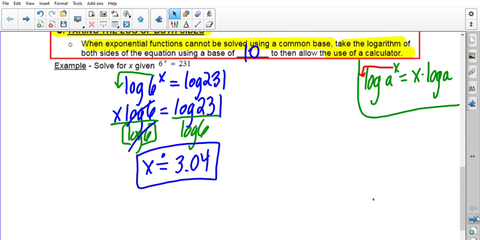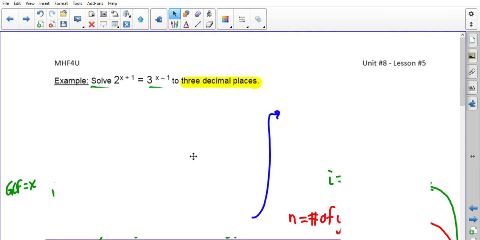All right, let's go to the next page. All right, let's try this one. Again, we have 2 to the x plus 1 equals 3 to the x minus 1, and we have to solve to 3 decimal places.